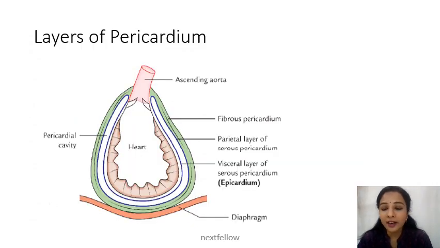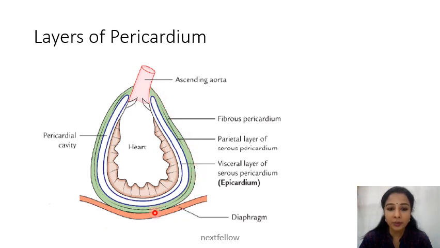So today we are going to discuss the pericardium of the heart. The pericardium is the covering of the heart which protects the heart and allows the free movement of the heart. It also prevents excess, that is unnecessary, movements of the heart, and prevents excessive distension of the heart.